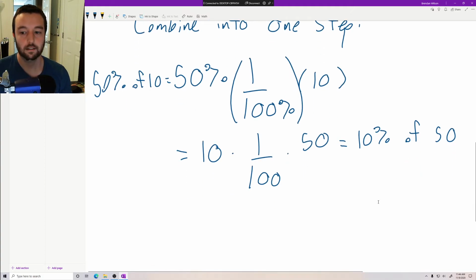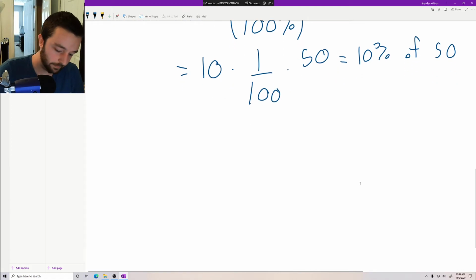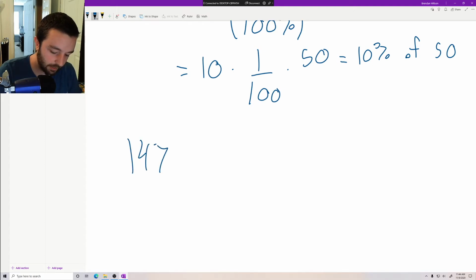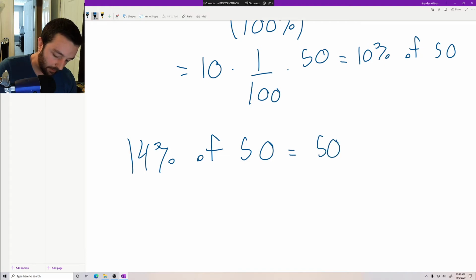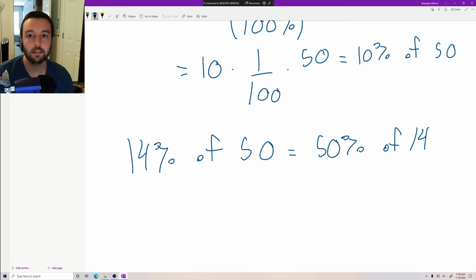So just as an example, if we wanted to do 14% of 50, well, this isn't very easy to do in our head or otherwise. We're going to end up doing 0.14 times 50. But this is the same thing as 50% of 14. And since we know 50% is half, then this becomes a much easier problem, because we can figure out a lot easier that half of 14 is 7.